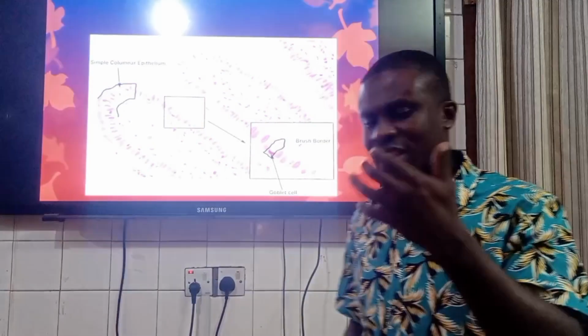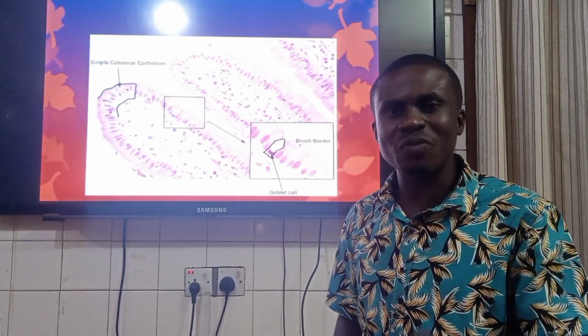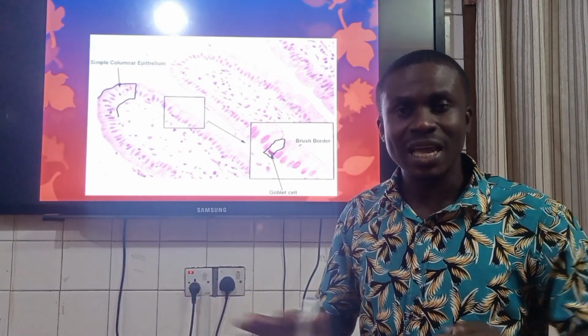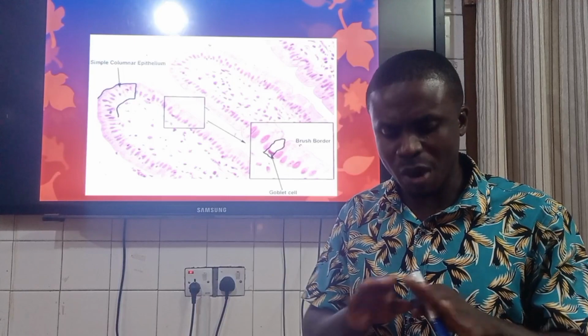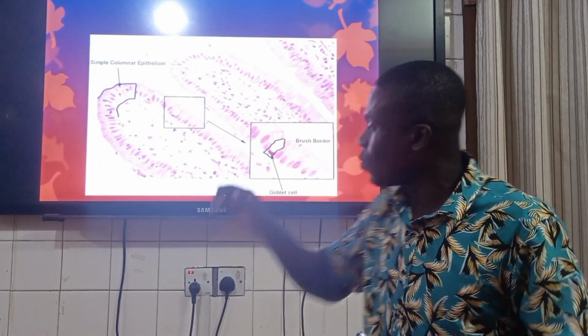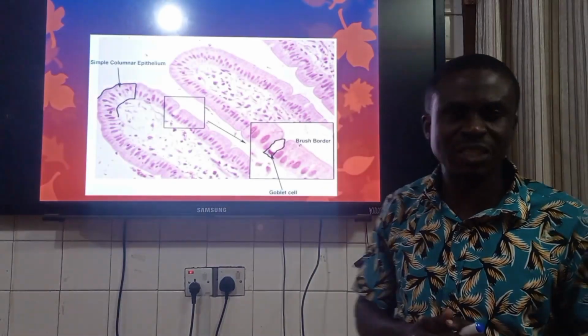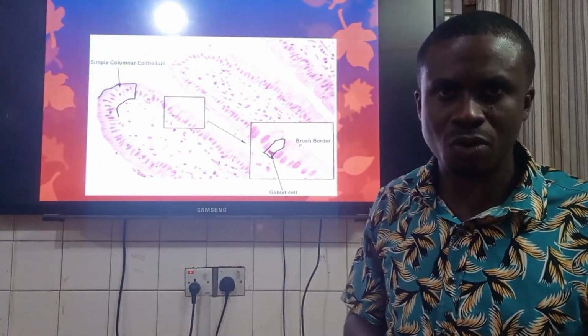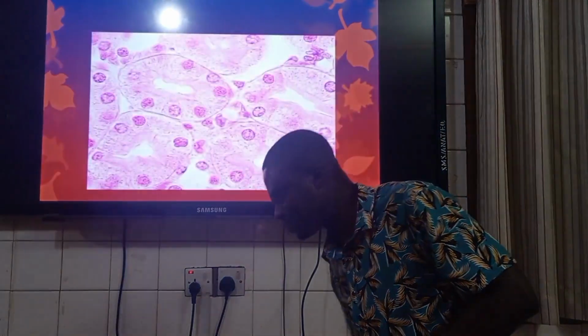And that is why the small intestine will have villi, but the large intestine will have no villi. However, both of them will have microvilli under electron microscopy. Under light microscopy, both of them will have a striated border, the apical modification of the plasma membranes of these simple columnar cells of the intestine. That is one thing I want you to know.